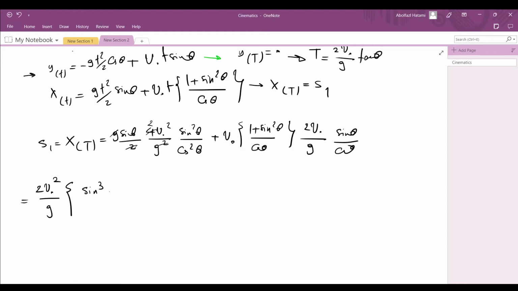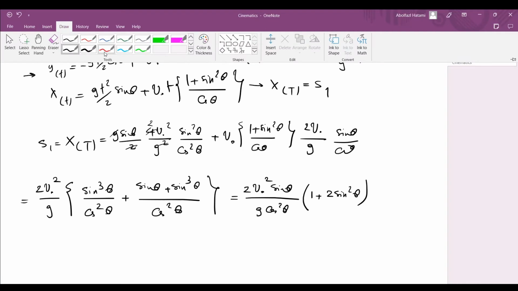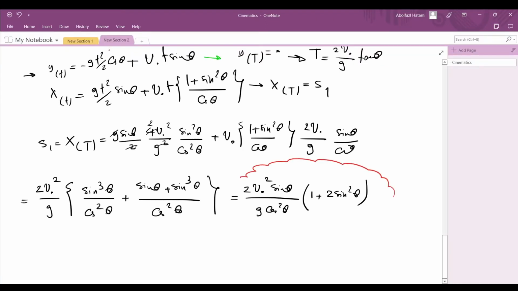It is sine to the power 3 cosine square plus sine to the power 3 of theta divided by cosine square of theta. So I can write it as, I can again factor sine theta and cosine square of theta. It is 2v0 square sine theta divided by g cosine square of theta. And here we have just 1 plus 2 sine square of theta. And this is just S1. This is B.